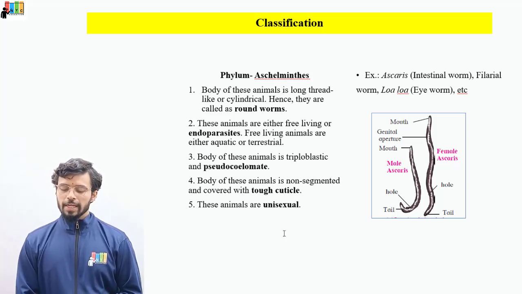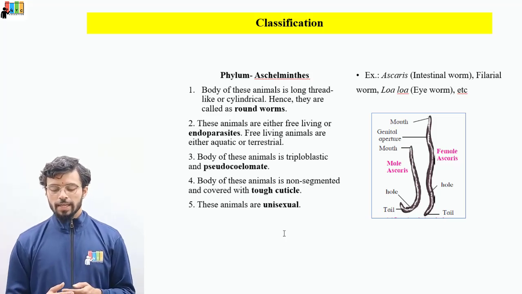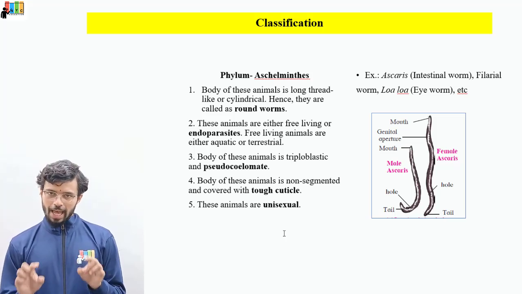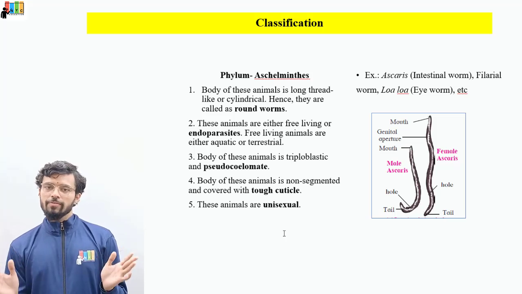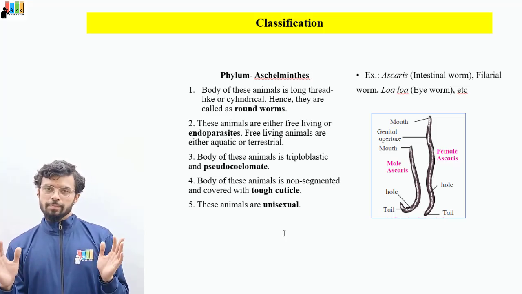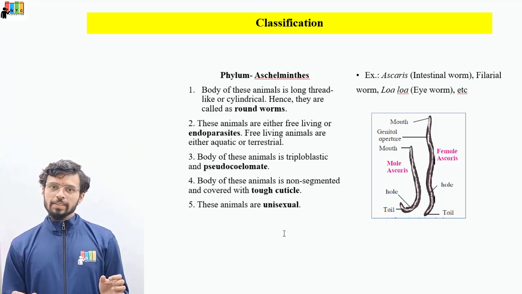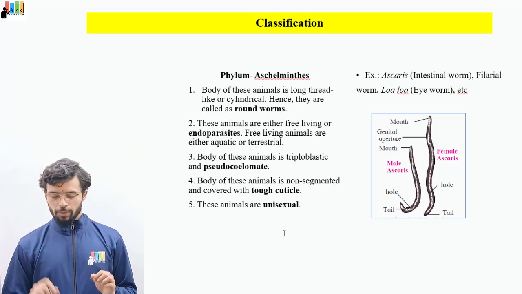Then they have a triploblastic germ layer organization, and they are pseudocoelomic, which means they have a false cavity. So this cavity that is present is a false cavity. So they will have the ectoderm, and then they will have the mesoderm that is attached to the ectoderm itself, and then in between you will have, like an axis, the endoderm.